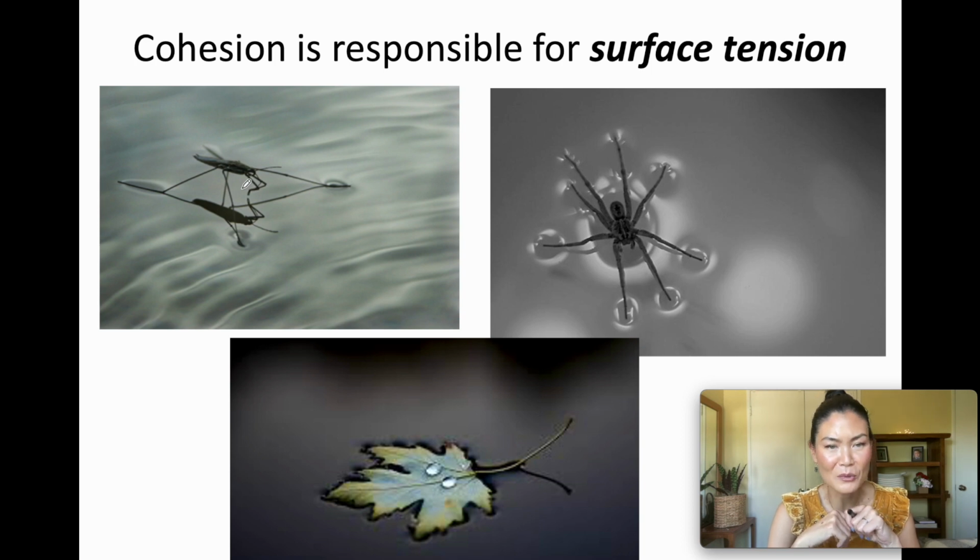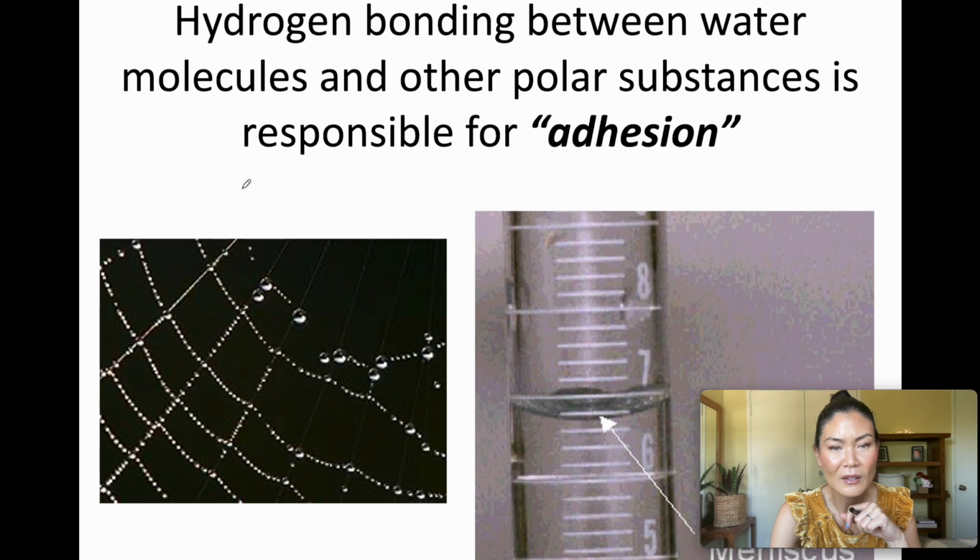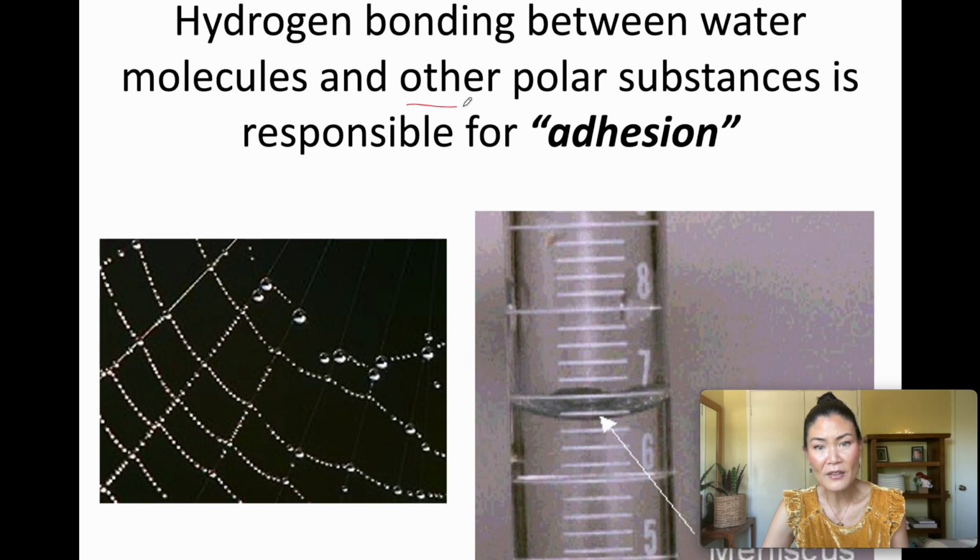It's a really cool video. Hydrogen bonding between water molecules and other polar substances is responsible for adhesion, okay? So cohesion, remember, is water attracted to water, like substances attracted to each other, whereas adhesion is hydrogen bonding between water and other polar substances, okay?